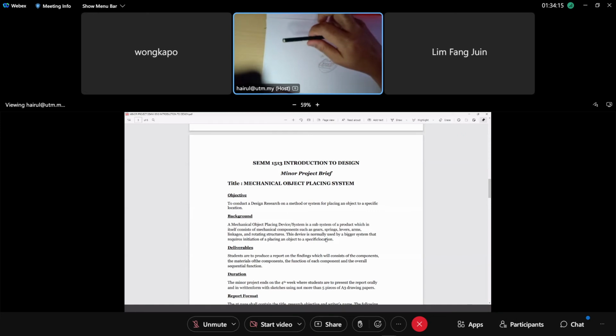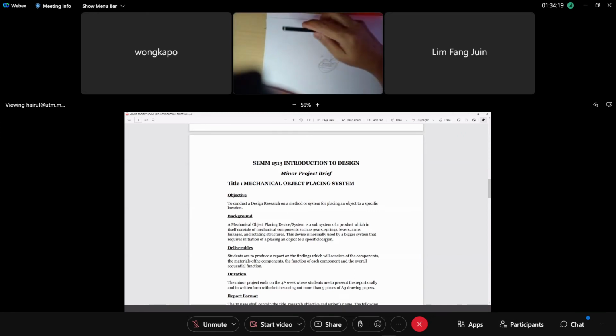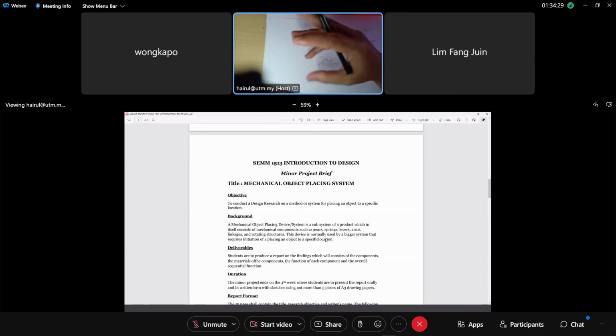Mechanical Object Placing System. Robot arm. Yeah, robot arm is too common. If you want to do a robot arm, it is allowed, the toy kind. I mean, I encourage it, kind of like compulsory.